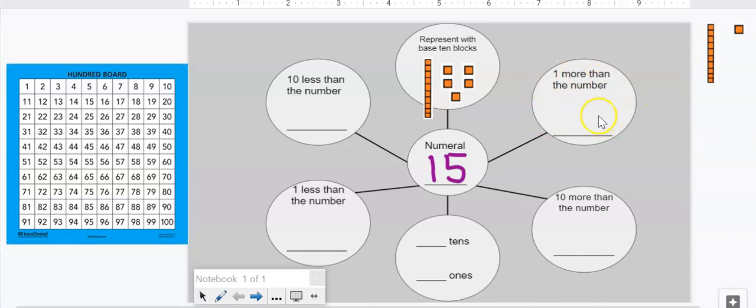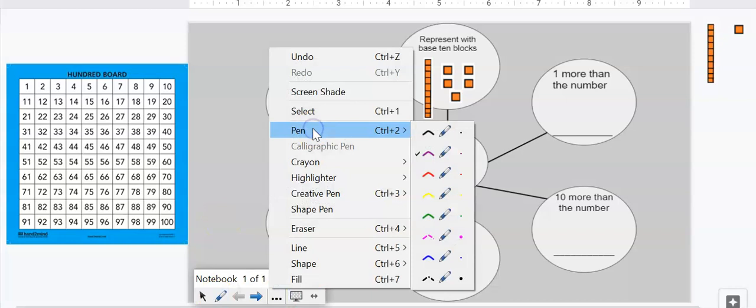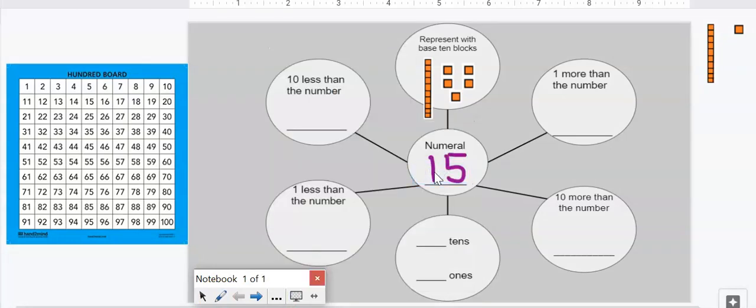Okay, so here's the next one. I want one more than the number. So if I have 15, what's one more than the number? If I'm not sure, I can use this 100 board to help me. So I'm going to get my pen so that I can circle here the number 15. So what's one more than 15? That is correct. It is 16.